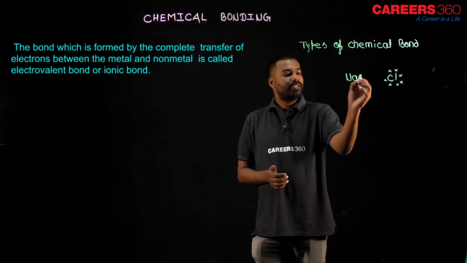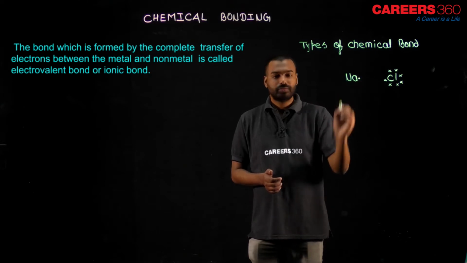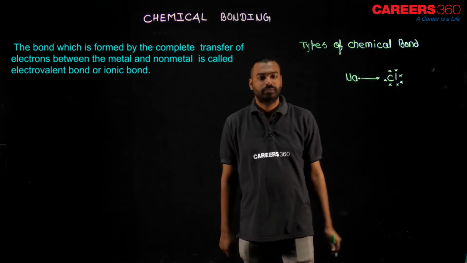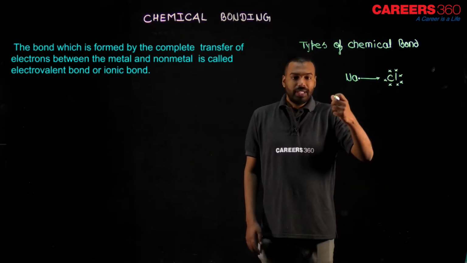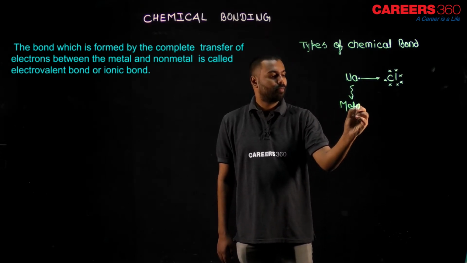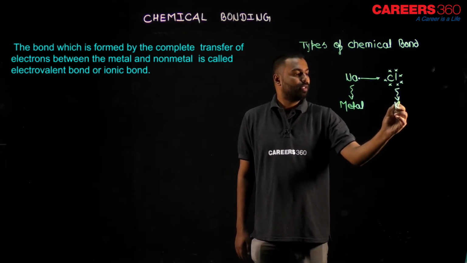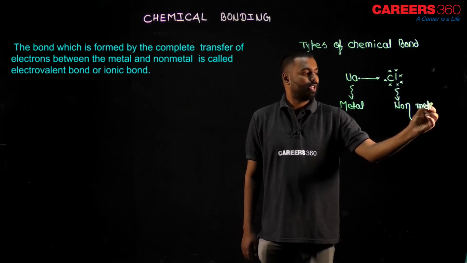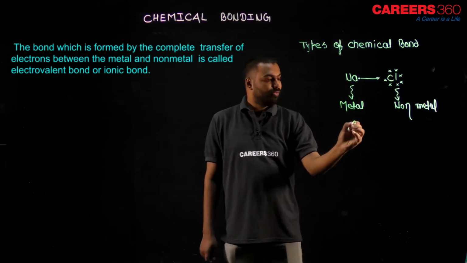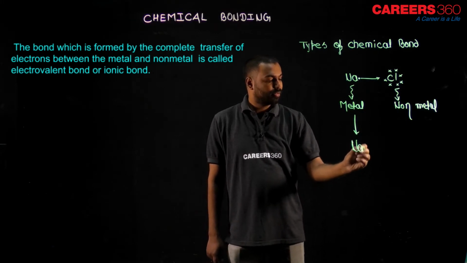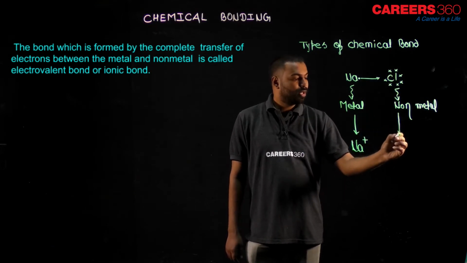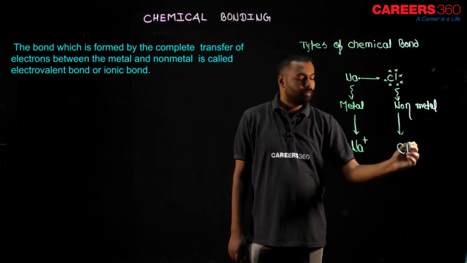Then chlorine will become very stable. Sodium has 1 electron in the outermost shell. So sodium donates its electron to chlorine, and chlorine receives the electron. Sodium is a metal, and chlorine is a non-metal. When sodium donates 1 electron to chlorine, sodium converts into Na plus, and once chlorine receives 1 electron from sodium, chlorine converts into Cl minus.